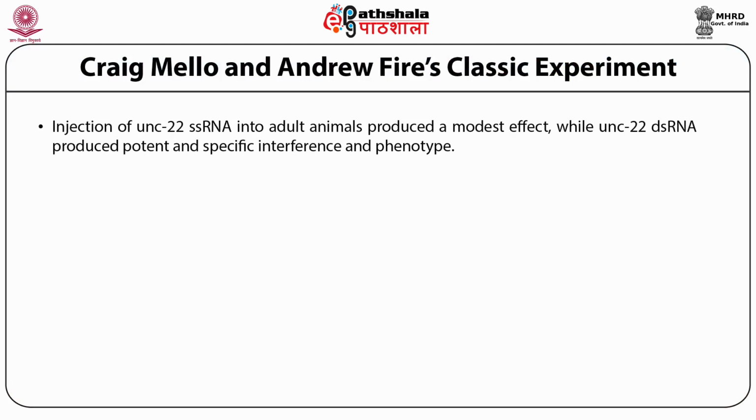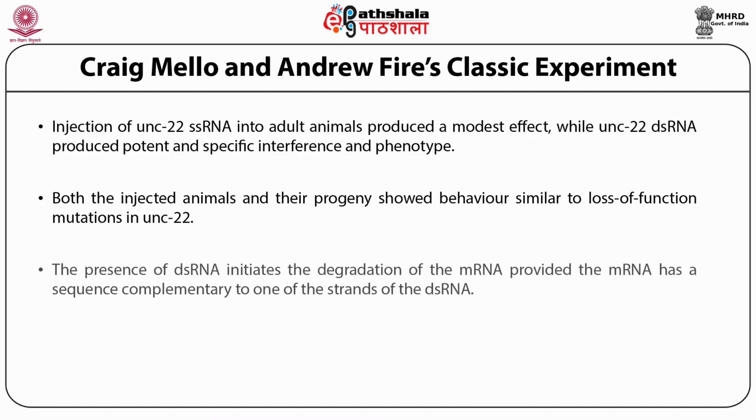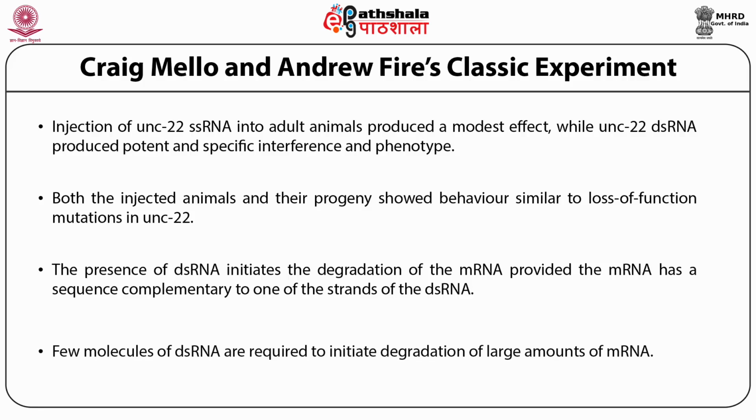Injection of UNC22 single-stranded RNA into adult animals produced a modest effect, while UNC22 double-stranded RNA produced potent and specific interference and phenotype. Both the injected animals and their progeny showed behavior similar to loss-of-function mutation in the UNC22 gene. The presence of double-stranded RNA initiates the degradation of the mRNA provided the mRNA has a sequence complementary to one of the strands of the double-stranded RNA. Few molecules of double-stranded RNA are required to initiate degradation of large amounts of mRNA.